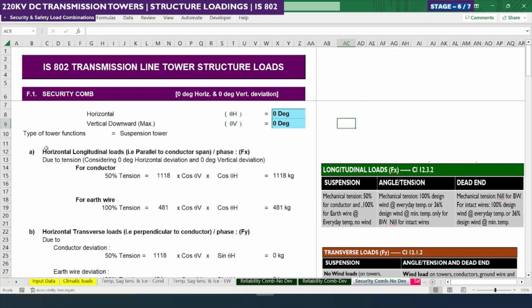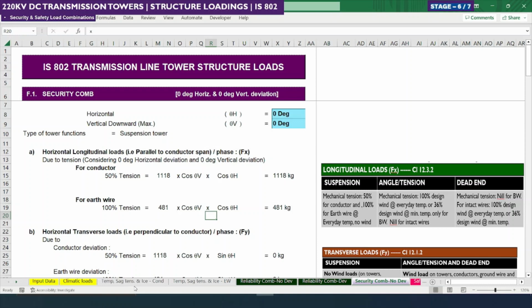And for type of tower, start from the beginning, we are doing this calculation for suspension tower. So for suspension tower we can check this table. It is stating that mechanical tension to be considered as 50% of conductor and 100% of earth wire at everyday temperature and no wind condition.